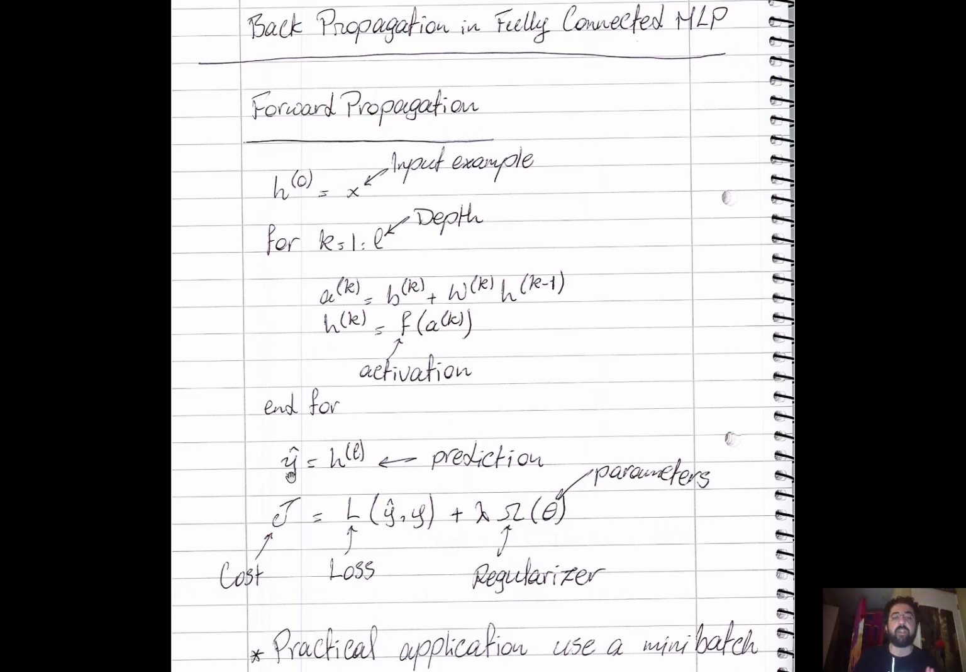Then we have the prediction y hat. Let's say this is a classification problem. Even if it's a regression, there is a prediction of the function. This is h of L, where L is the depth of the function. So this is the output of the last layer.